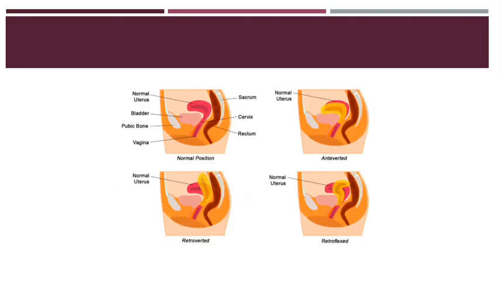The normal position of the uterus will be in this way, in which there will be a gap between the vagina and uterus. If it is anteverted, it comes very forward to the vagina. If it is retroverted, the uterus will be on the upside. If it is retroflexed, it will turn aside.